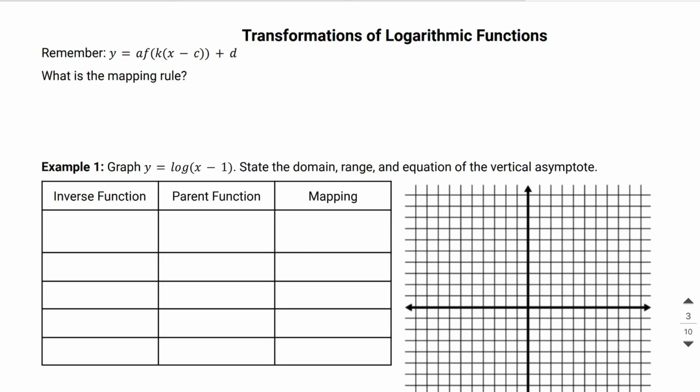Hey everyone, this video is on transformations of logarithmic functions. And just a reminder that this right here is the general equation of all the transformations of any function, and that our mapping rule is always going to be: x, y gets mapped onto 1 over k, x plus d, and then a y plus c. So how do we do these transformations of functions?